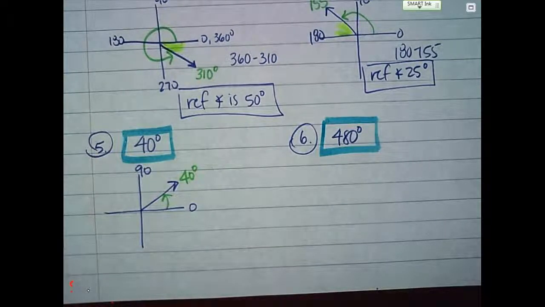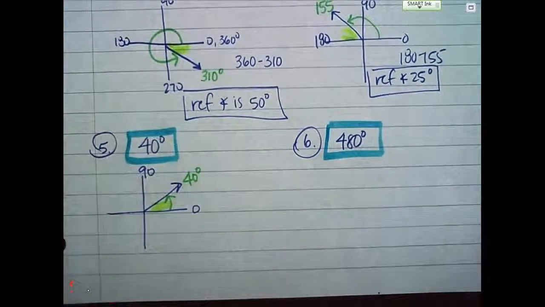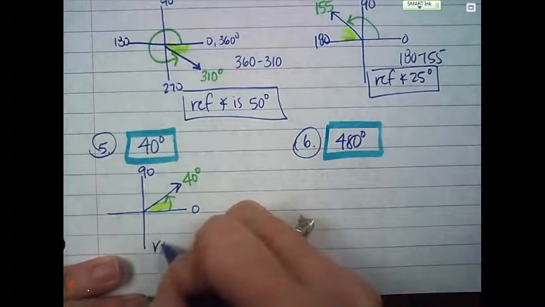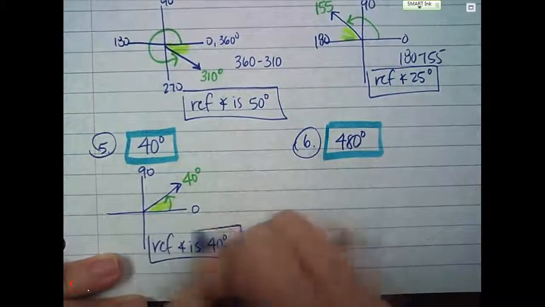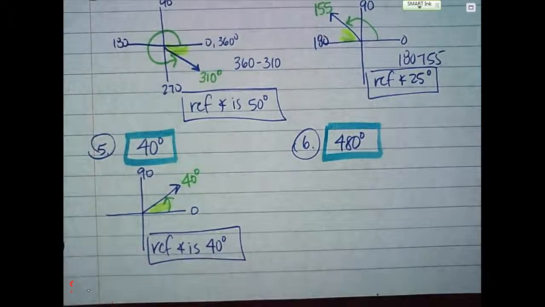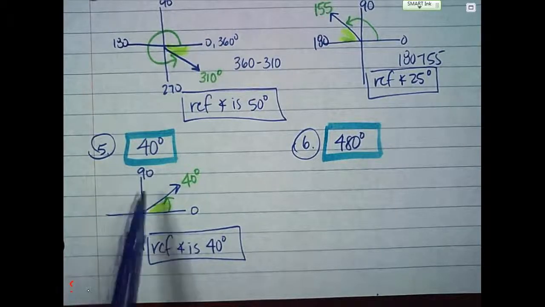What is the reference angle of a 40-degree angle? 40 degrees. You didn't even have to do any math, right? It wants the terminal side to be part of your angle, and it has to have part of the x-axis. So it's just this mark right here. So your reference angle of 40 is 40. It has to touch the x-axis. So it's not this side because that's touching the y-axis.